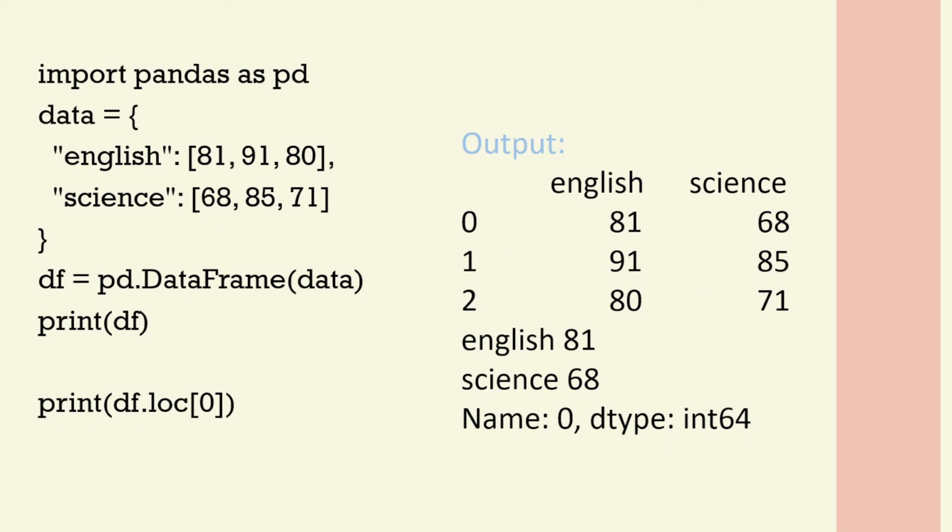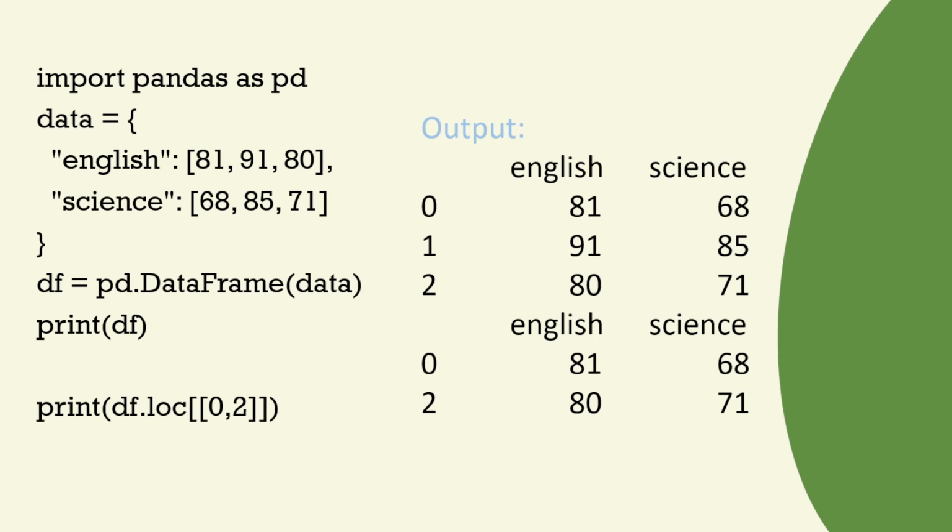In this example we're going to access the first row. So we've got df, which is the data frame, .loc, and 0 is the index for the first row. And you can see that with English 81 and Science 68. The name is the index, which is 0. We've also got the type, which in this case is integers 64 byte.